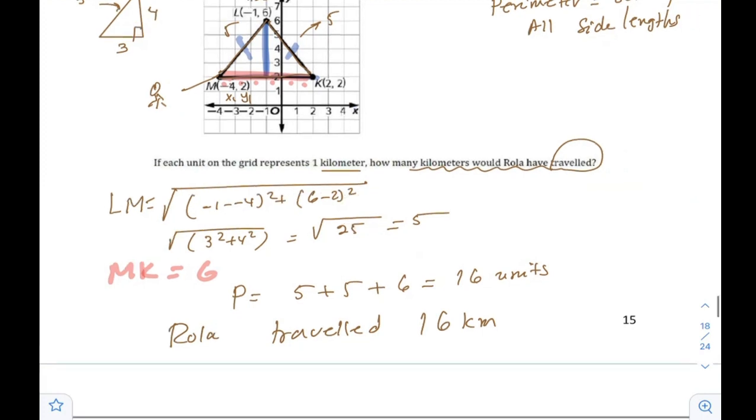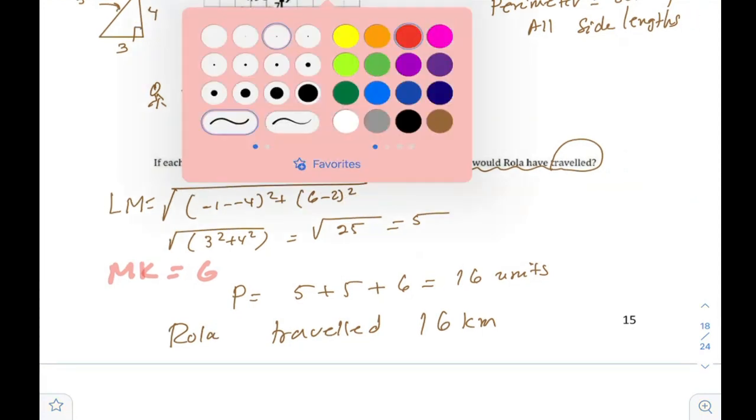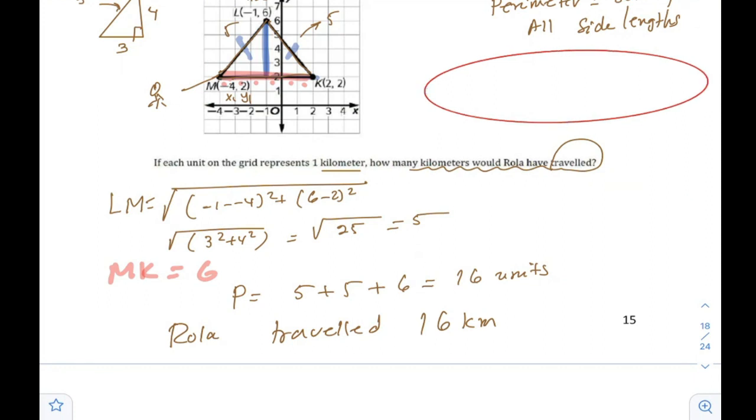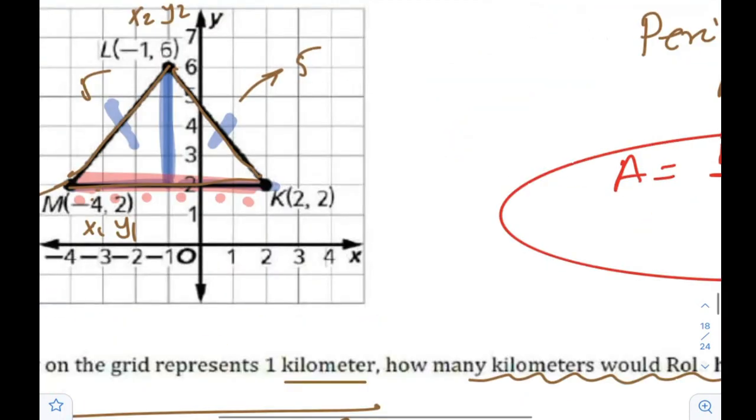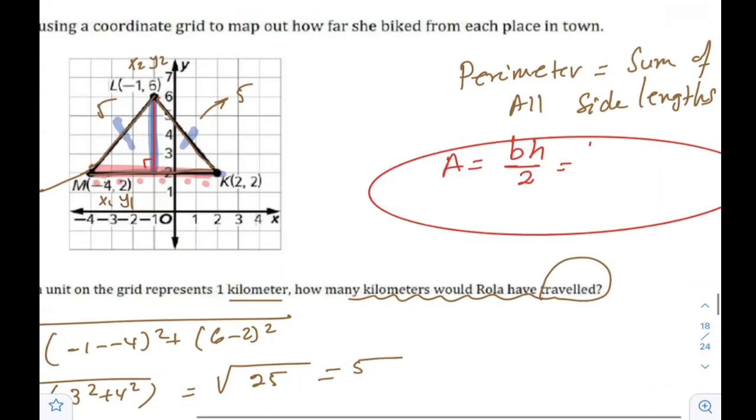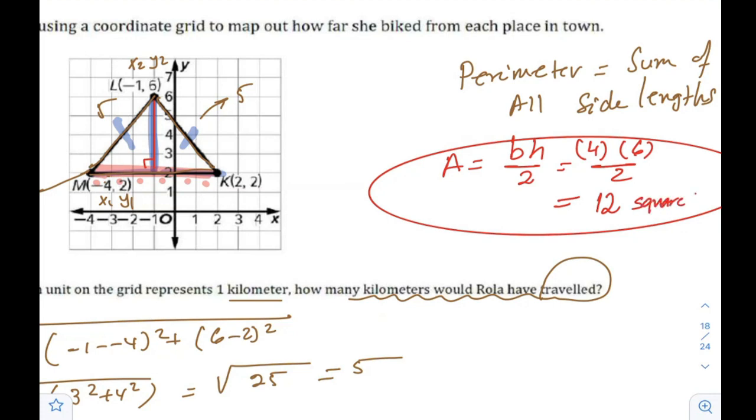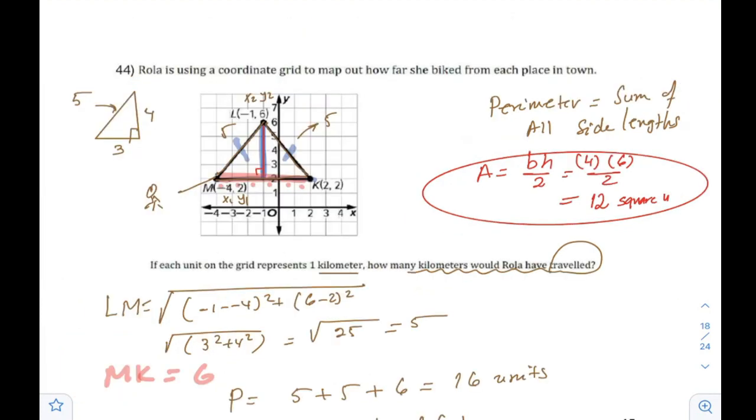If, let's say, you are asked to find the area, and it's not required, but if you are asked to find the area, what is the area of the triangle? Area of the triangle is base times height of the triangle divided by 2. Now, if you look here, this is the height, because it makes a right angle here. So the height is 4, and the base is 6, divided by 2. 4 times 6, 24 over 2, which is 12. So it is 12 square units. Okay.